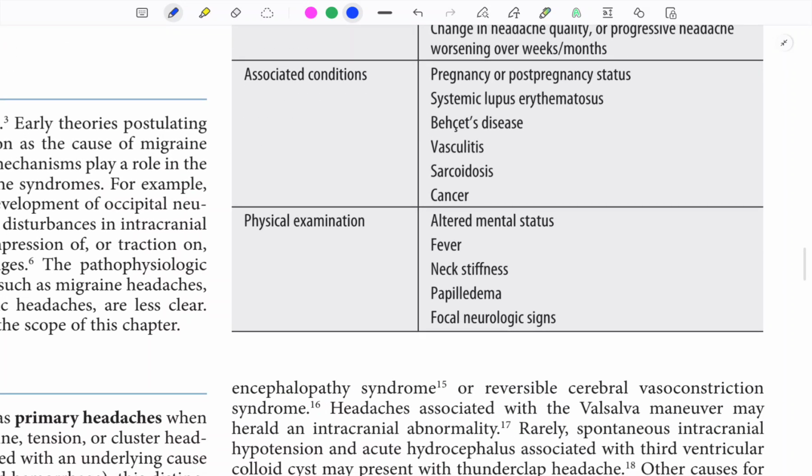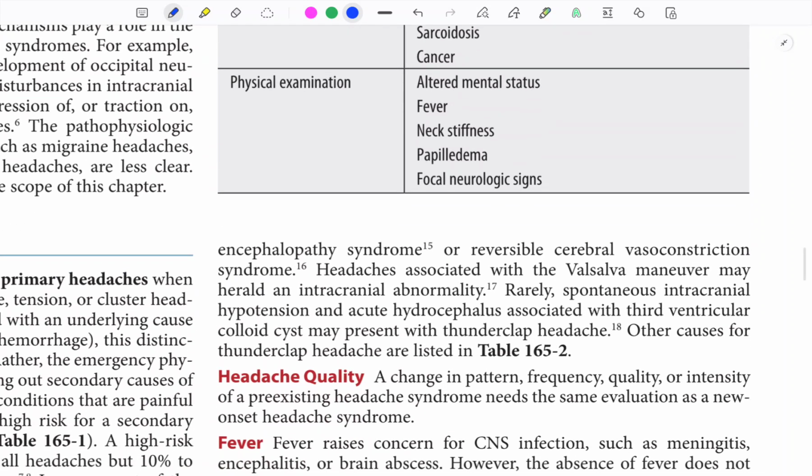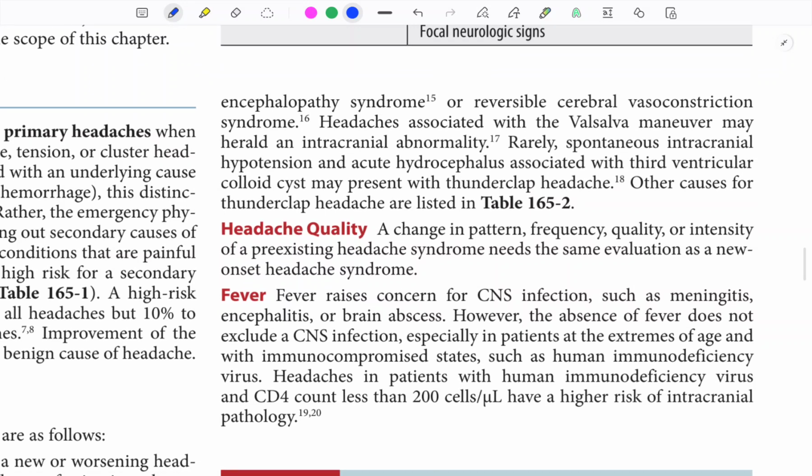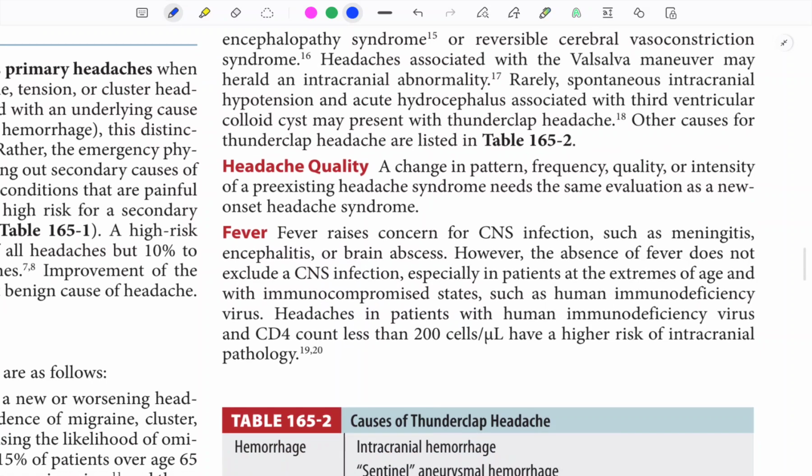Then physical exam: you see altered mental status, fever, neck rigidity, papilledema, focal deficits. These are not just headache, they are indicating something much deeper harboring as headache. The headache quality, change in the pattern, frequency, or intensity is also a matter of concern.